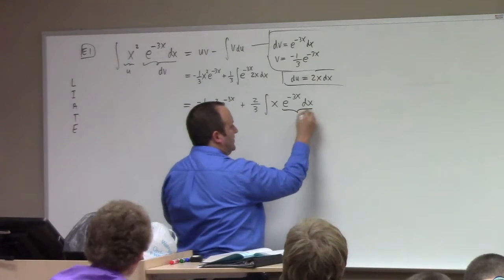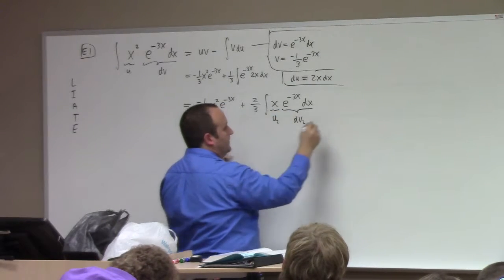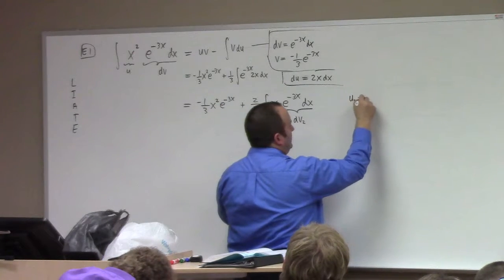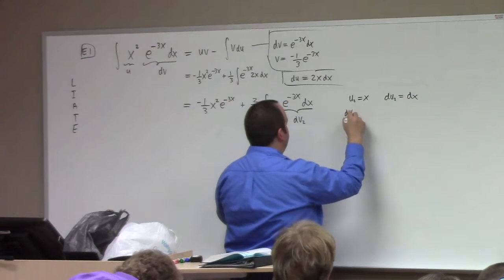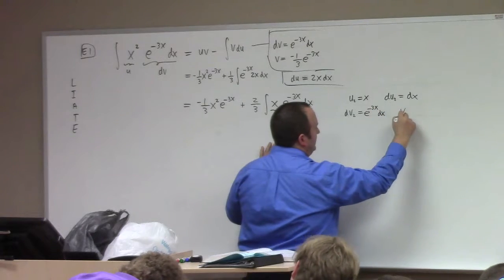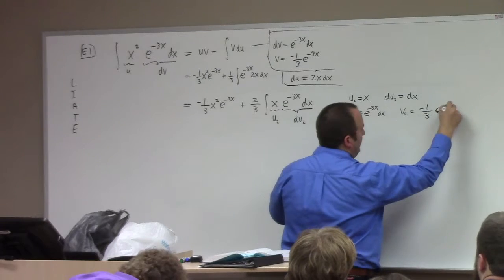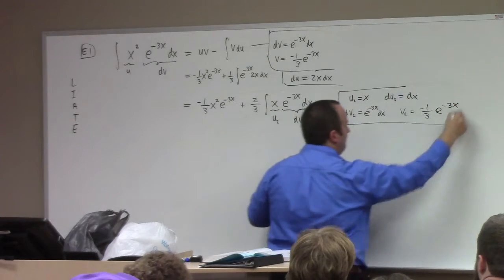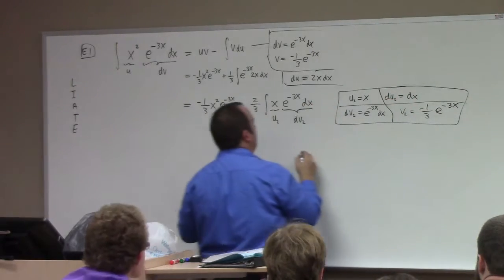So this time, let's let this be dv2. We'll let this be u2. So u2 equals x, du2 is dx, dv2 is again e to the minus 3x dx, which makes v2 minus 1/3 e to the minus 3x. So there's my integration by parts.